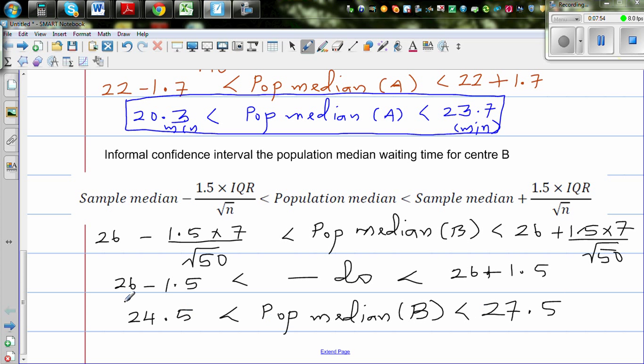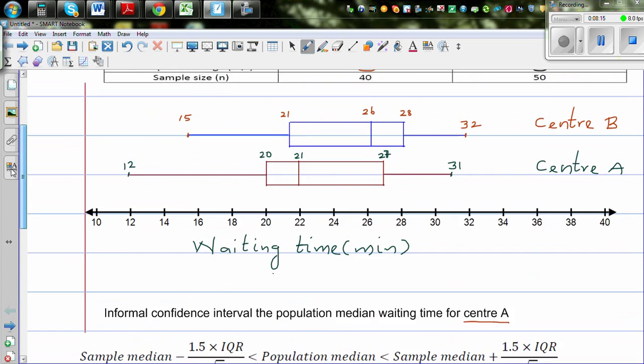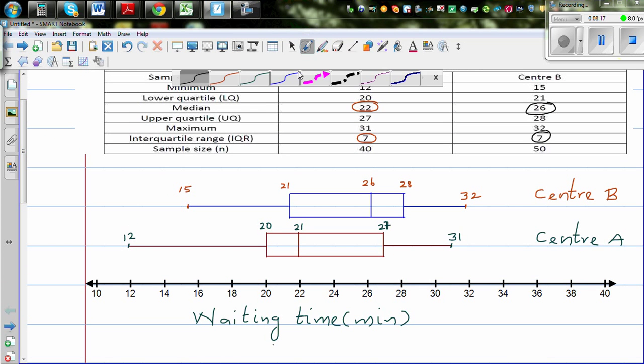So we can make a statement that it is very likely that the population median waiting time for medical center B is between 24.5 minutes and 27.5 minutes. So let us show that on the median box. That's called the informal confidence interval.